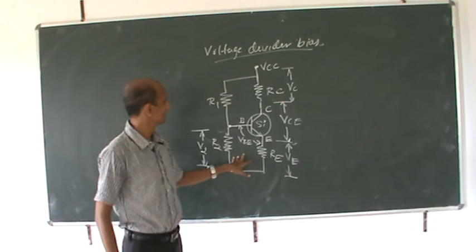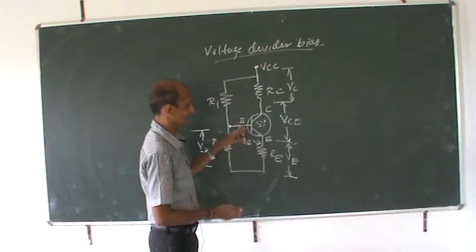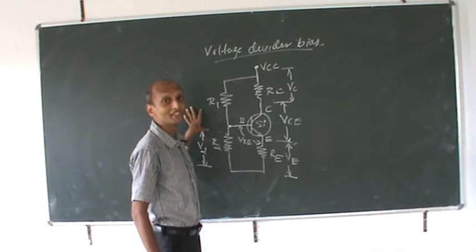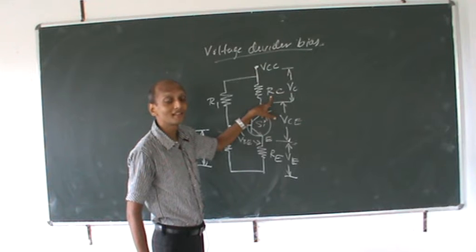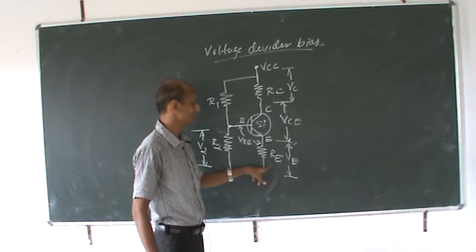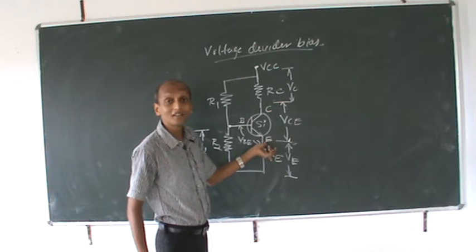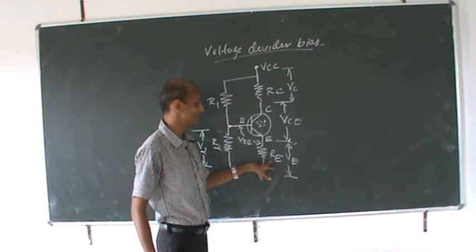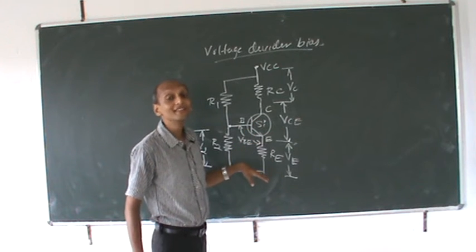Now we have the circuit drawn, and here we have different resistors. R1 and R2 are the voltage divider resistors. This is your collector current limiting resistor RC, and this is your RE, which is your emitter terminal resistor, and this is very important to keep the collector current stable.